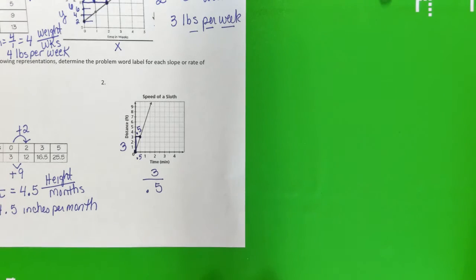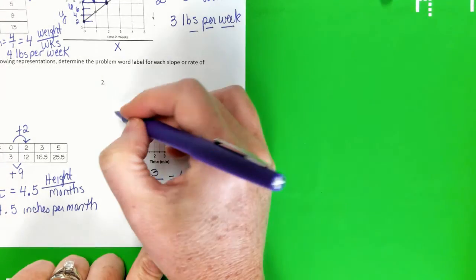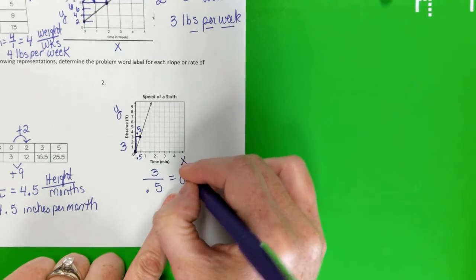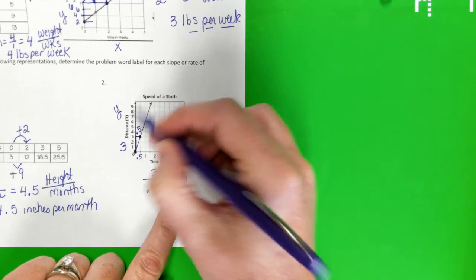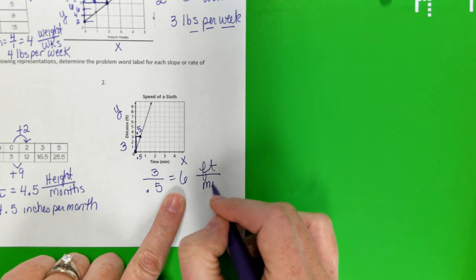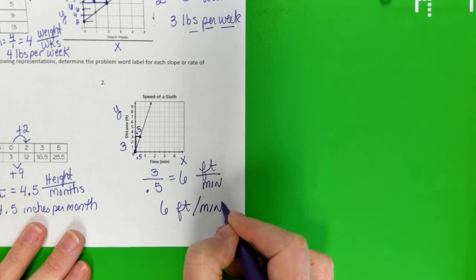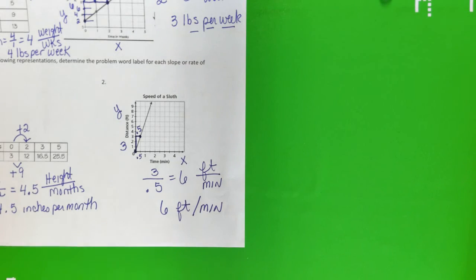Since we're talking about rate, we don't want to answer like that. So I'm going to get my calculator and do 3 divided by 0.5, and that gives me 6. That seems weird, right? But that's 6. And then let's look at our labels. This is our y, this is our x. It says distance in feet, so it'd be feet per minute. So it would be 6 feet per minute. See how we're doing that? We're just taking those labels.